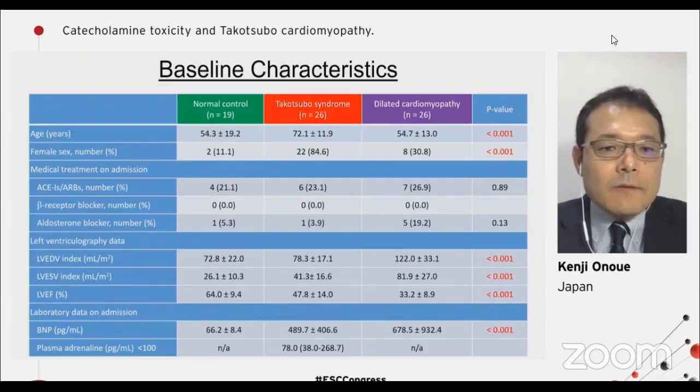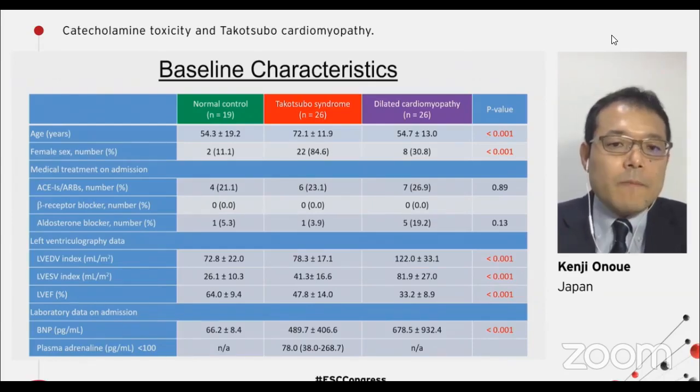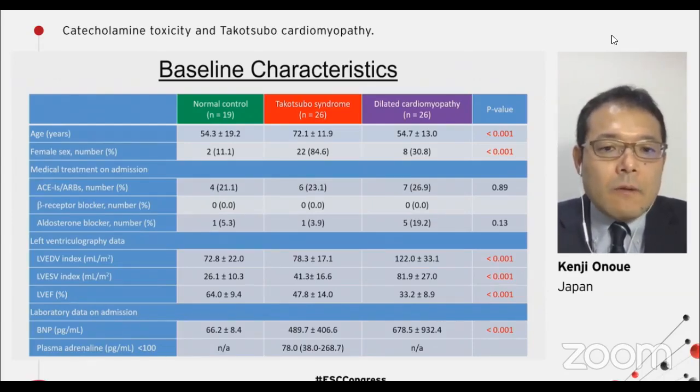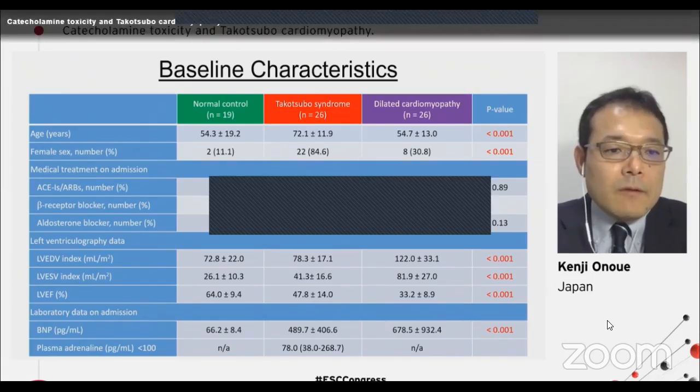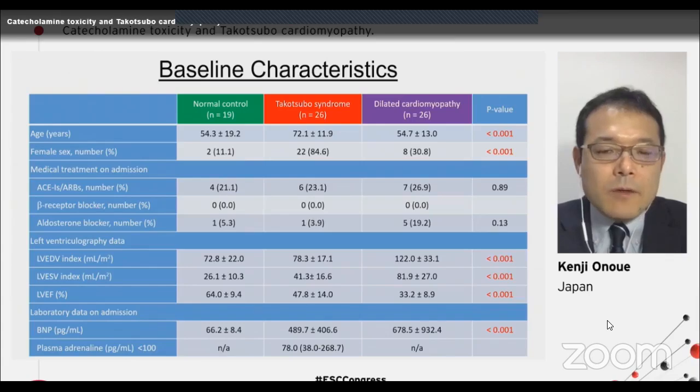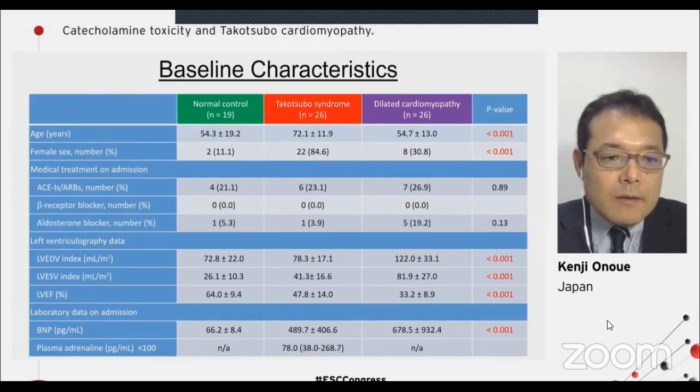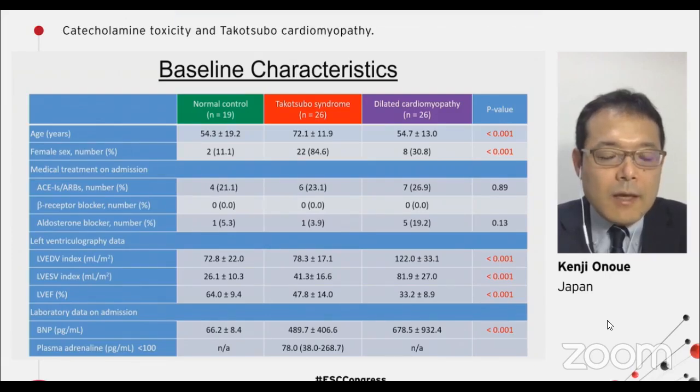This table shows the baseline characteristics of the three groups. The age was older in Takotsubo syndrome TTS group, and the number of females was more in TTS group. The baseline medical treatment on admission was not different between the three groups, and the LV function was slightly reduced in TTS, and BNP was elevated in TTS group. Plasma adrenaline level was almost normal, but some patients had a higher level.